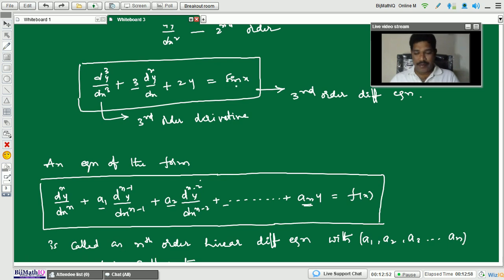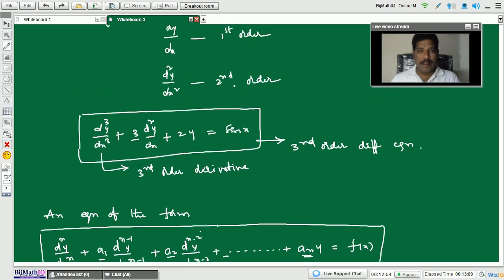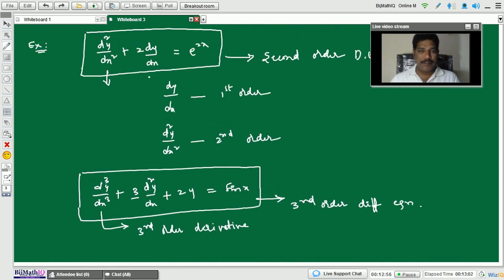Similarly, the above example is a second order differential equation with constant coefficients. Here 2, only one coefficient, is a constant coefficient. So this is called a second order differential equation with constant coefficients.